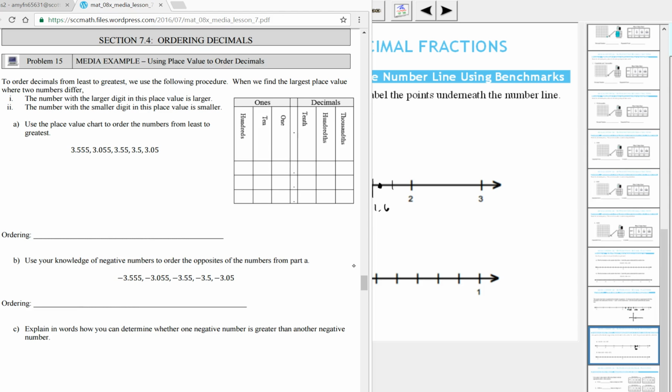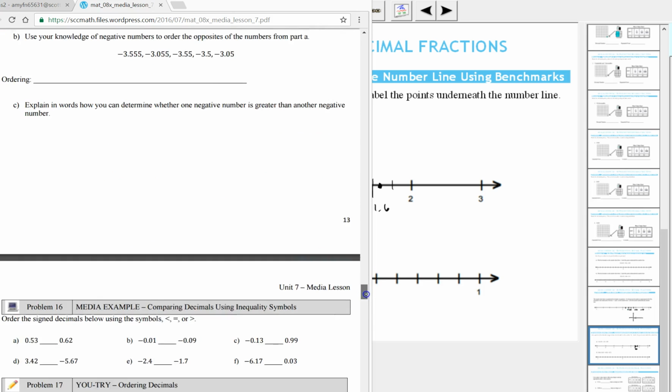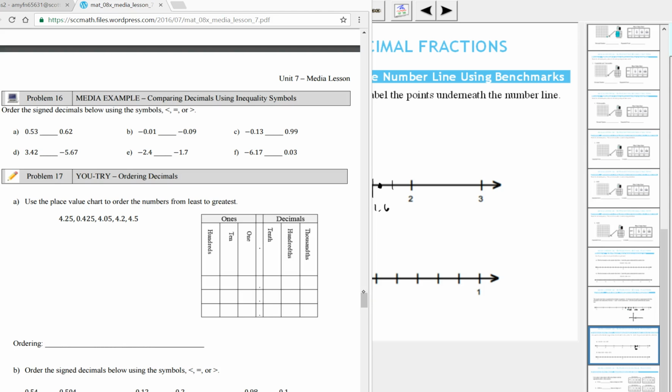You've probably done something like this in the past. Have them use the place value chart. Maybe fill in, so for 3.5, fill in the hundredths and the thousandths with zeros, and then compare from left to right. Okay, then we talk about when we have negative numbers, what happens when you have the opposite, and that the ordering changes when you have a negative number compared to the positive numbers. Okay. Then using inequality symbols to make these comparisons.